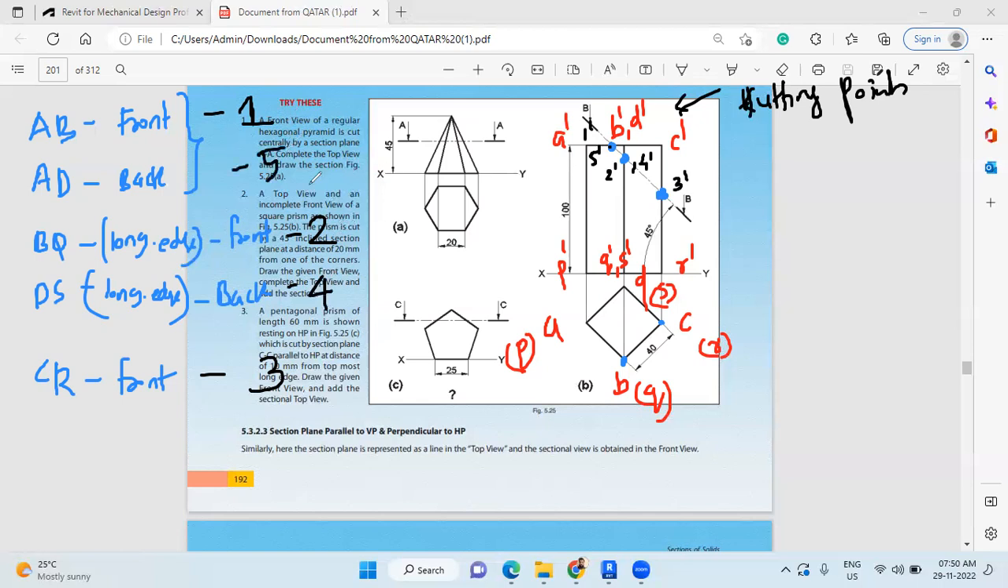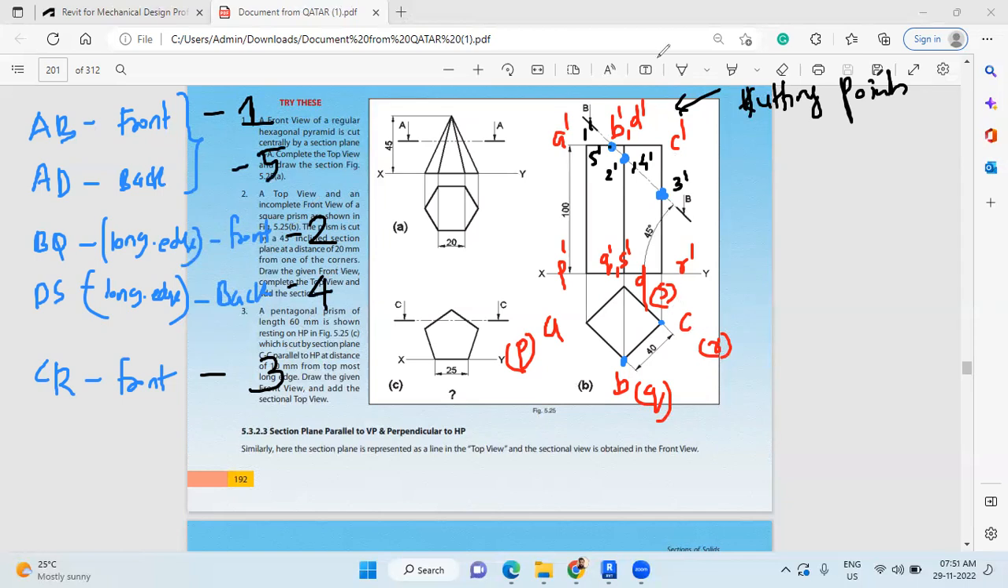So this is the order: 1, 5, 2, 4, 3. This is very, very important. Then project all these points to the top view. You will get the sectional top view.